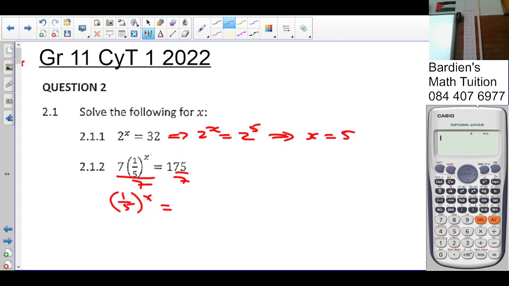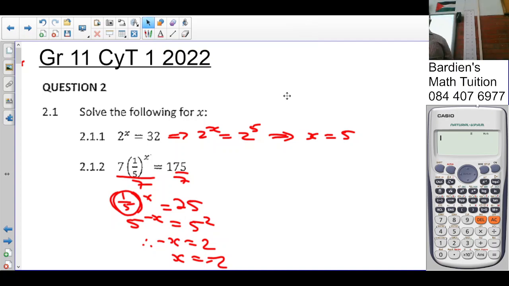Not 35, 25. Now 25 can be written as 5 squared, not so? However, 1 over 5 can be written as 5 to the minus 1, which gives 5 to the negative x. Therefore, negative x is equal to 2, so x is equal to negative 2. Okay? You all okay with that?